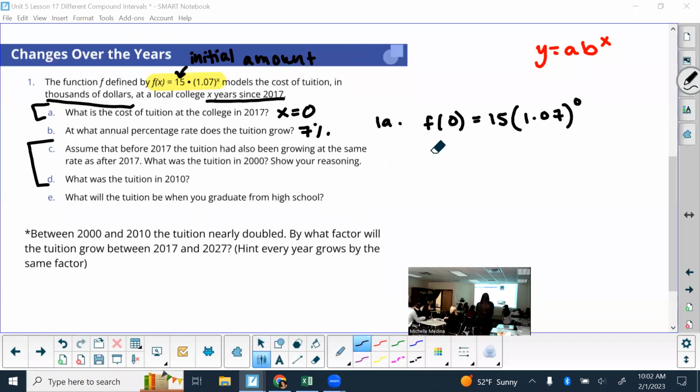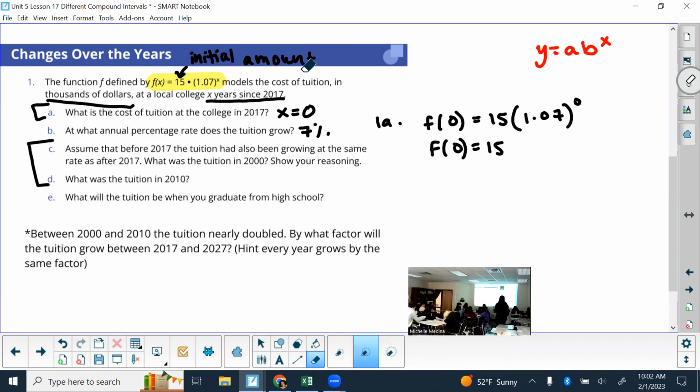Table 1, what is the output when the input is 0? Good. So you get 15 in the calculator, but for the cost in 2017, it is $15,000 because it says in thousands of dollars. So when you put it in the calculator, this is what you get, and it just says it's in thousands of dollars. Questions?